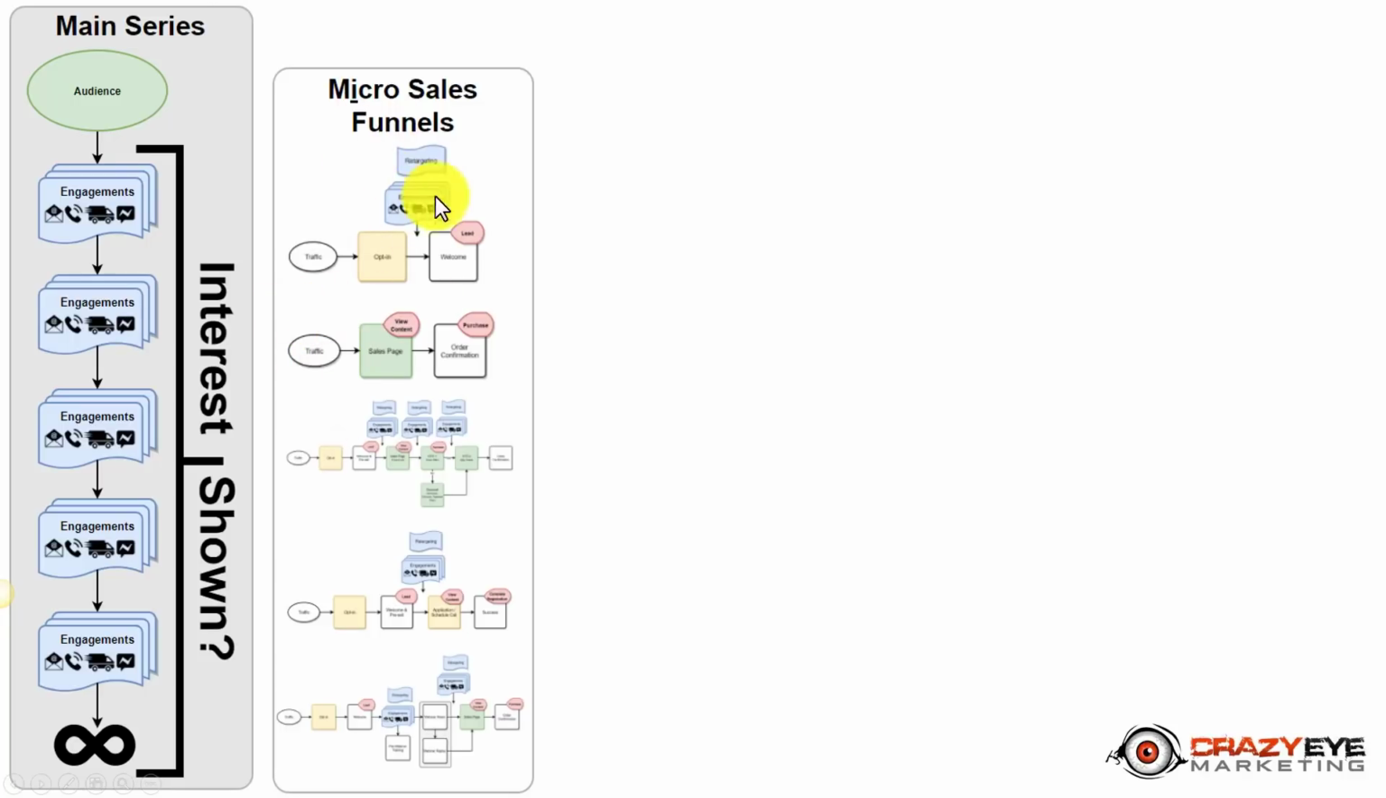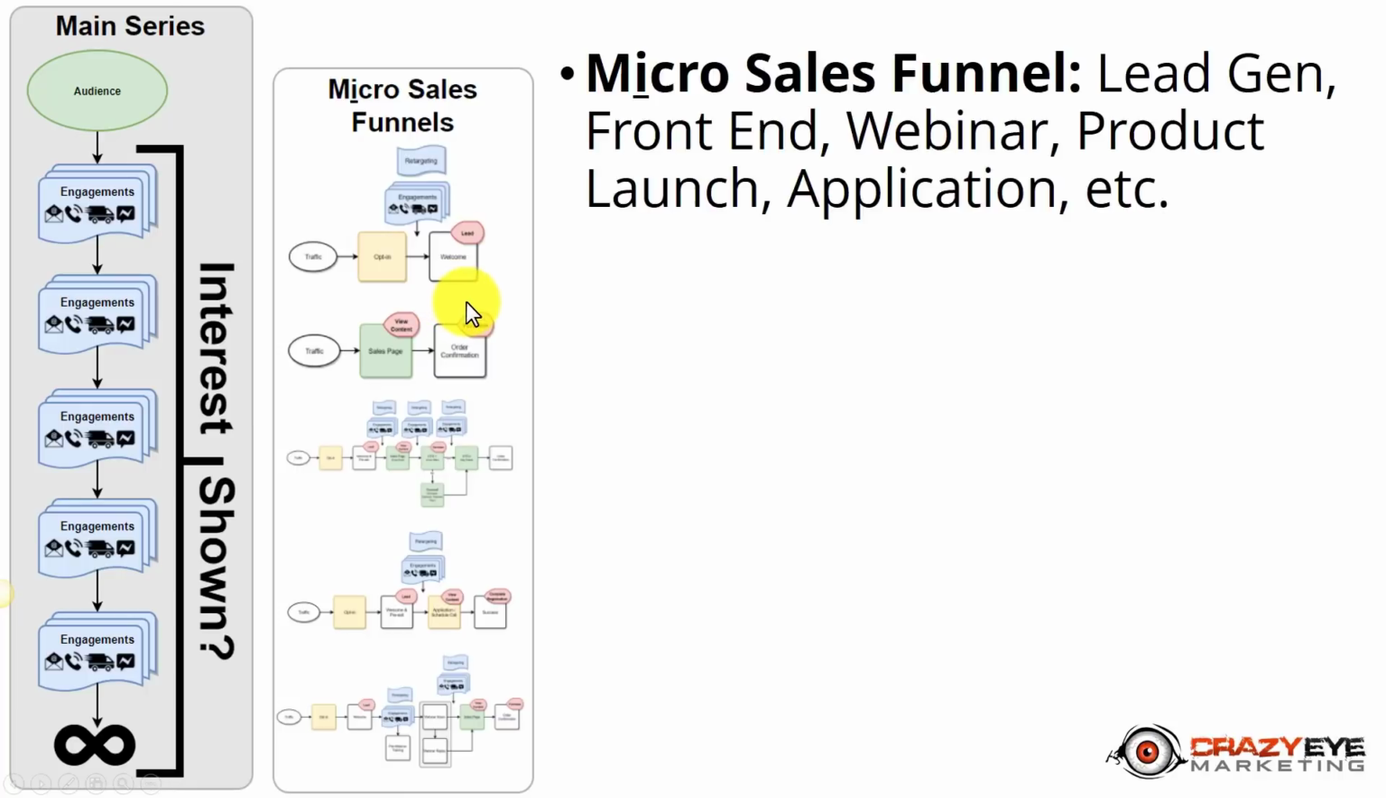But if you want to take advantage of the benefits of micro sales funnels, like increasing average order size, then it makes some sense to go ahead and build out a micro sales funnel or 2. And that is exactly what we're going to do in this portion of the training. So as we've hit on before, there are many different types of micro sales funnels. You can use them for generating leads. You can have a front end funnel, a webinar funnel, a product launch funnel, an application funnel, etc.